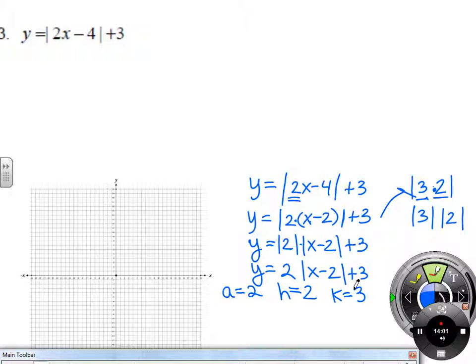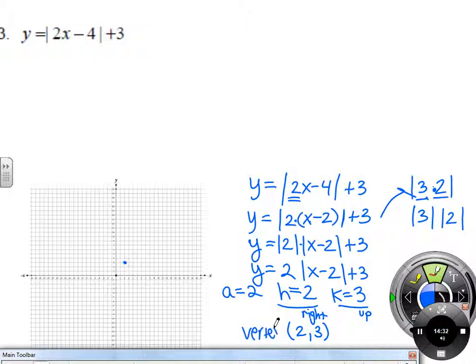Okay, so the h is 2, which is going to shift us where? This one doesn't shift us up. This one shifts us to the right. Okay, so we're getting shifted to the right 2. This one is going to shift us up 3. So instead of our vertex being at 0, 0, we're going to move from there 2 to the right and up 3, and that's where our vertex is going to be. So notice our vertex is going to be at 2, 3, which is our h and our k values.